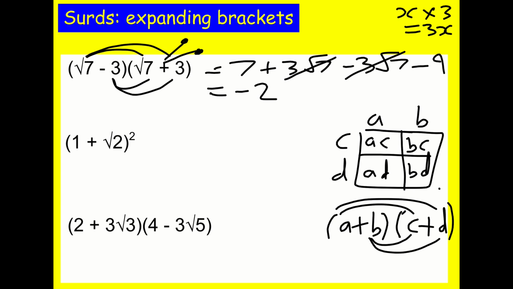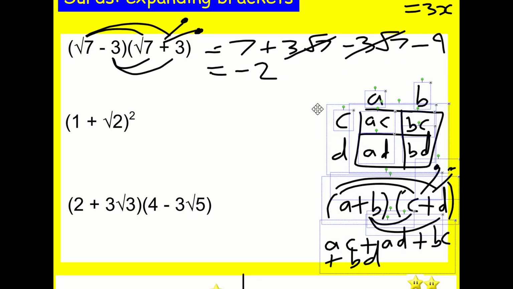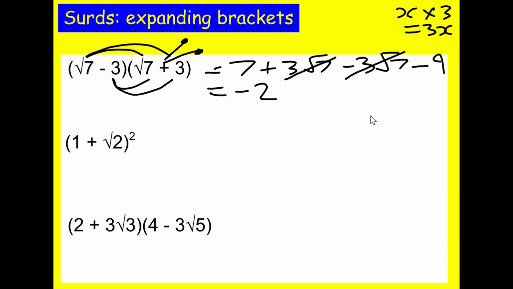Again with that one there, with the crab. And then to finish it off, I would just add all these together: AC plus AD plus BC plus BD. That is just a reminder of where expanding brackets comes from. You're basically calculating areas. All right, hopefully you're all right with that. Let's proceed with the second example.